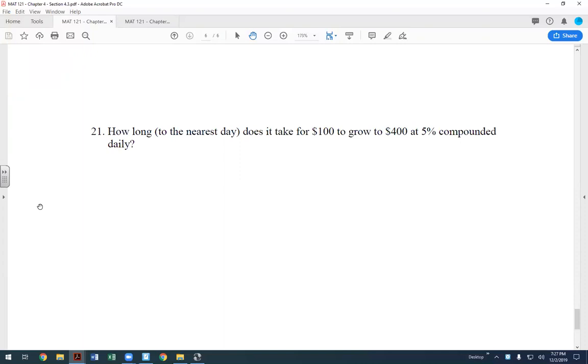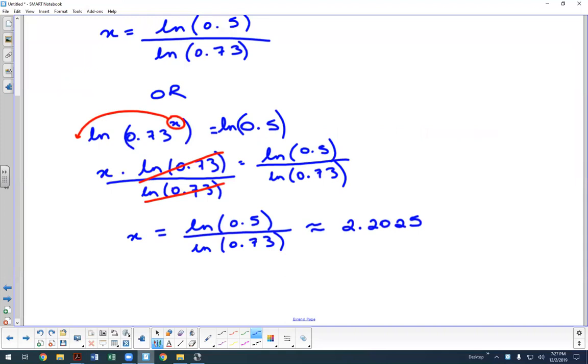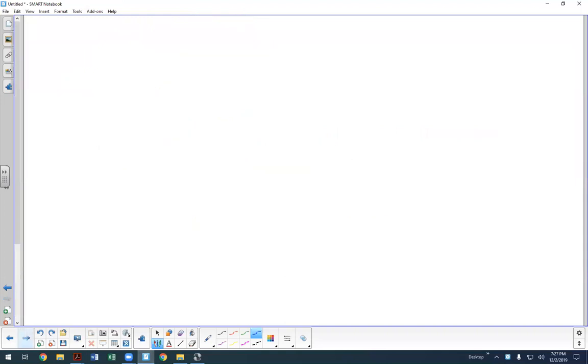So they're saying how long does it take for $100 to grow to $400? And again, 5% compounded daily. So they're using daily compounding here, which means you're actually using the formula with the n as part of it. It has to say compounded continuously if you're going to use the formula with the e in it.